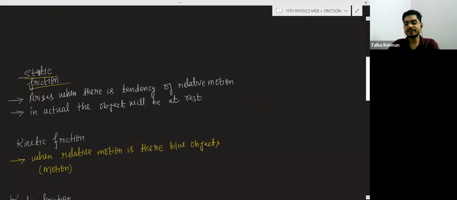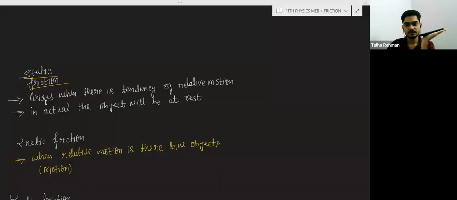Now, what is static friction? This is the friction that comes into play when the body has the tendency of motion. Not that the body is actually in motion, but it has the tendency of motion. Suppose this is the phone, and I am applying a force. Is this phone moving? No. This phone or this object does not have motion. But I am applying a force.